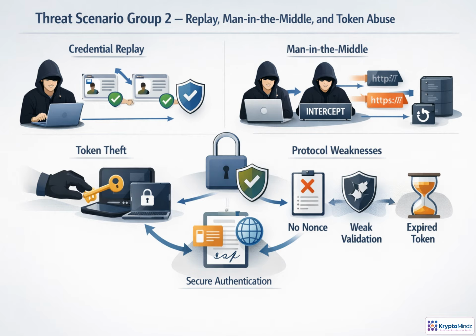Replay, man-in-the-middle, and token abuse all exploit weak points in the same flow. If a presentation can be reused, an attacker can simply replay it in a different session or against a different relying party. If messages can be intercepted or altered, they can swap redirect URIs, inject claims, or downgrade security. Defenses hinge on strict nonce and state checks, strong TLS, signed and audience-bound artifacts, and aggressive expiry and revocation of tokens.